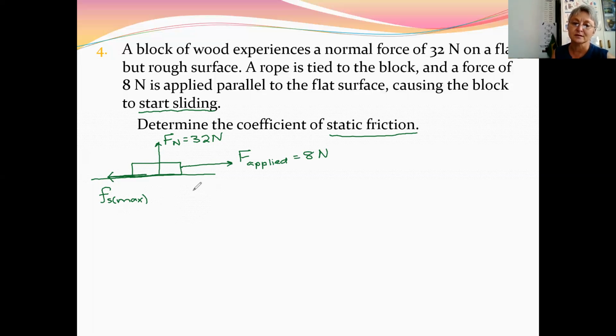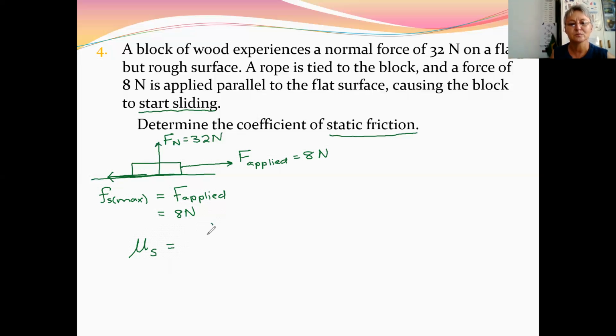Now, in this case, the maximum static friction will be equal to the F applied. So it is equal to 8 newtons because the block is just starting to move. The applied force at maximum static friction is equal. Now we have enough information to calculate mu s, the static coefficient of friction.